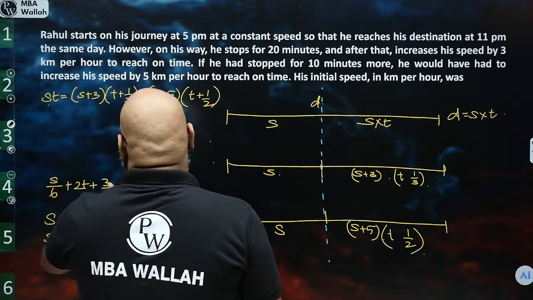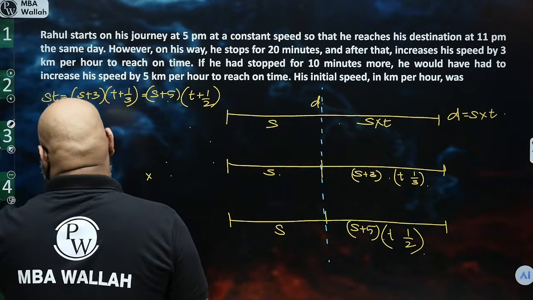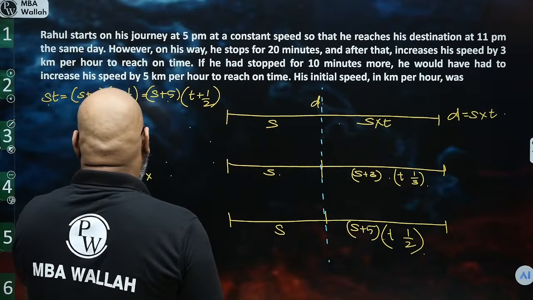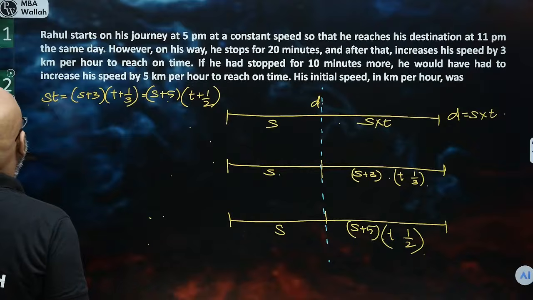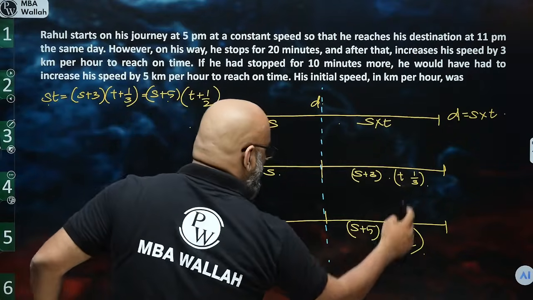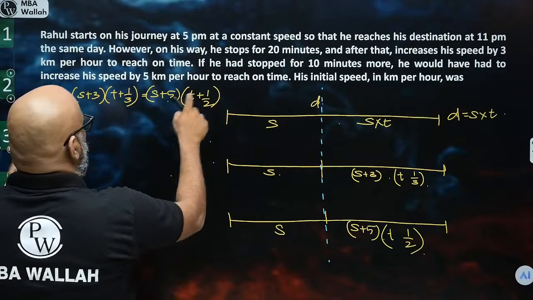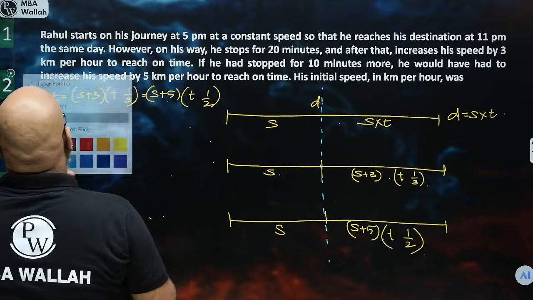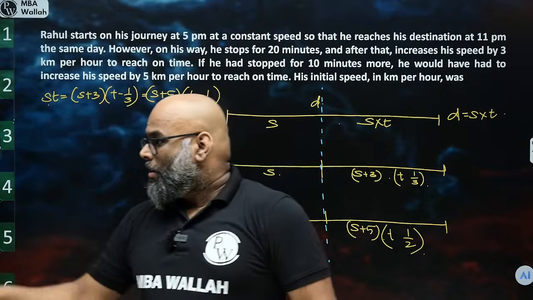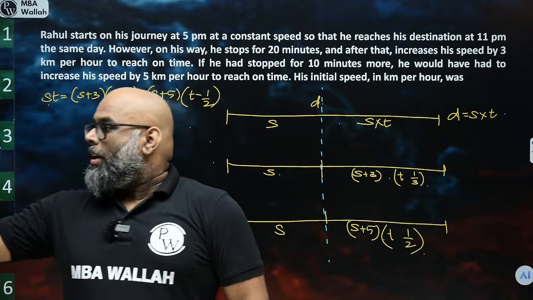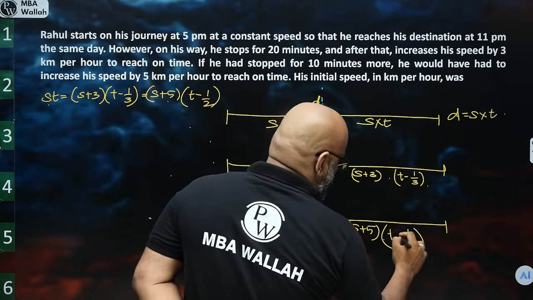So he doesn't travel for 20 minutes and 30 minutes. So it's not t plus 1 by 3. It is t minus 1 by 3 and t minus 1 by 2. For a moment it got wrong. Sorry about that. Yes, it's going to be t minus 1 by 3, t minus 1 by 2.